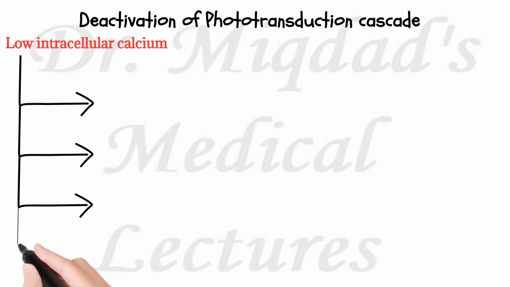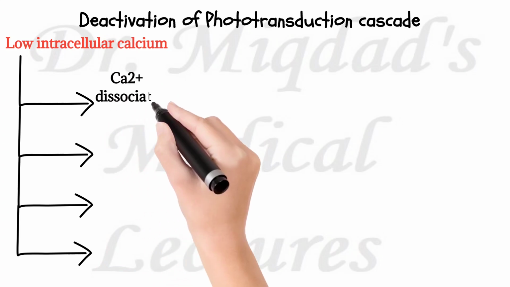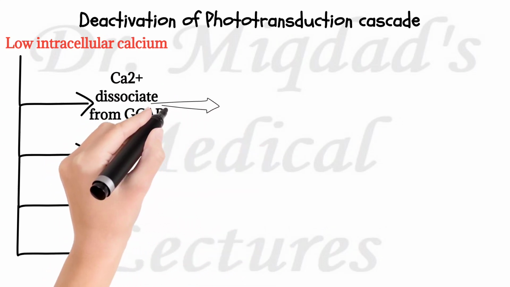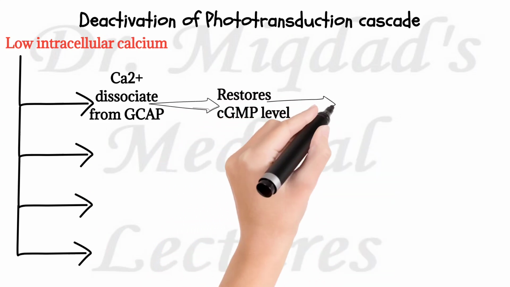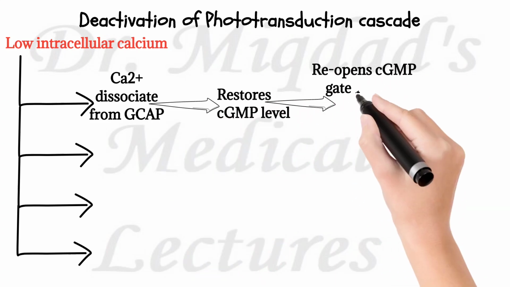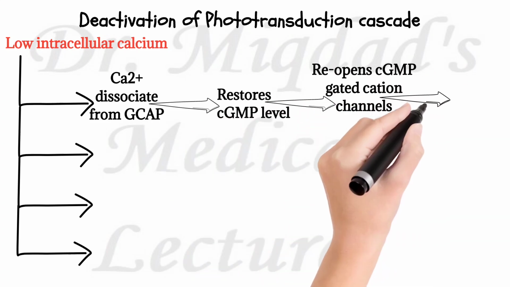The lower intracellular calcium level causes calcium to dissociate from guanylate cyclase activating protein, GCAP, which then interacts with guanylate cyclase and activates it. Now activated guanylate cyclase proceeds to transform GTP to cyclic GMP, which in turn restores depleted cyclic GMP levels and thus reopens the cyclic GMP gated cation channels, thereby restoring the dark current.